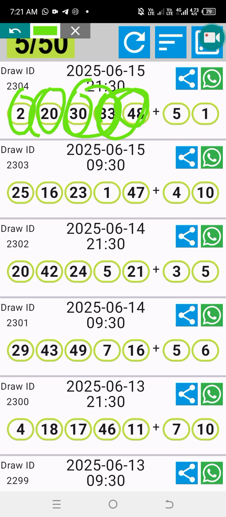And when you do plus or minus 1, you will get more numbers here.